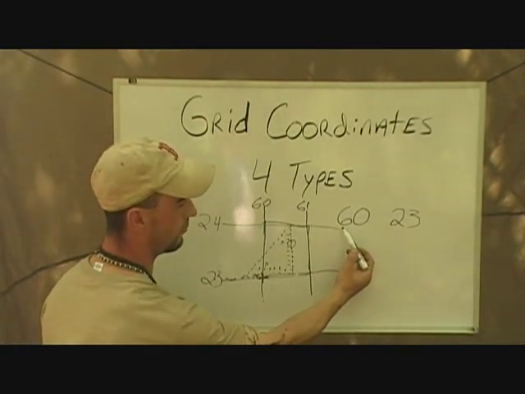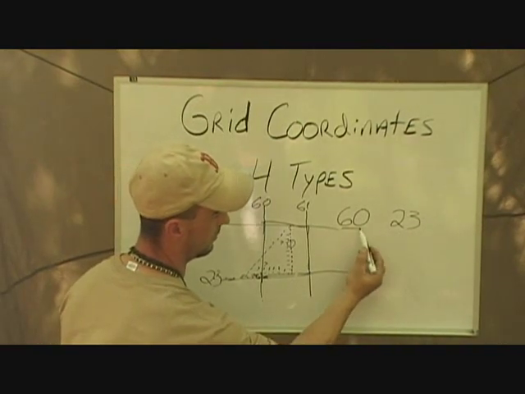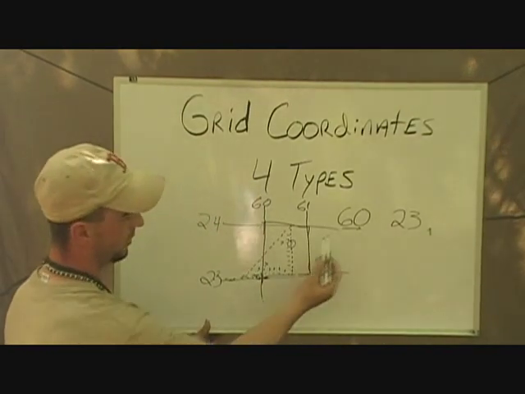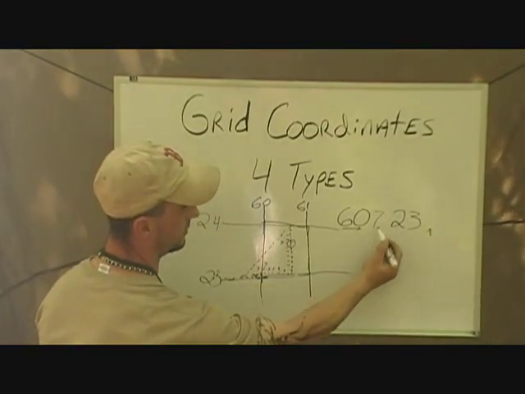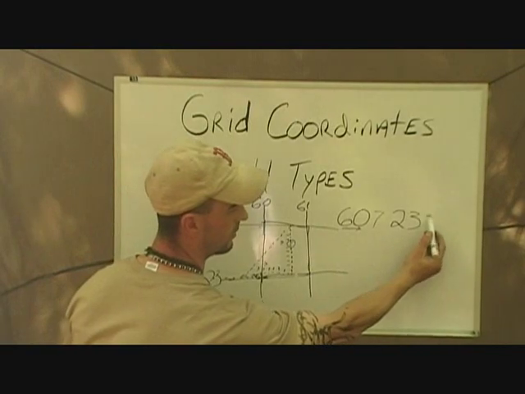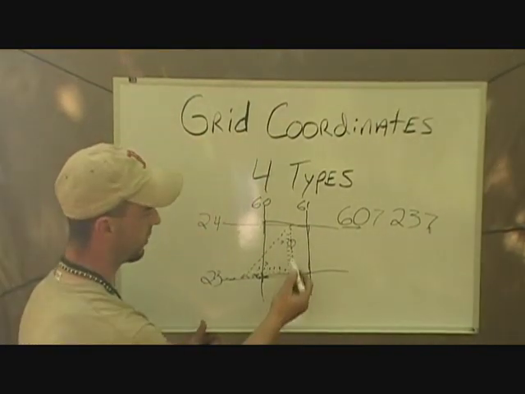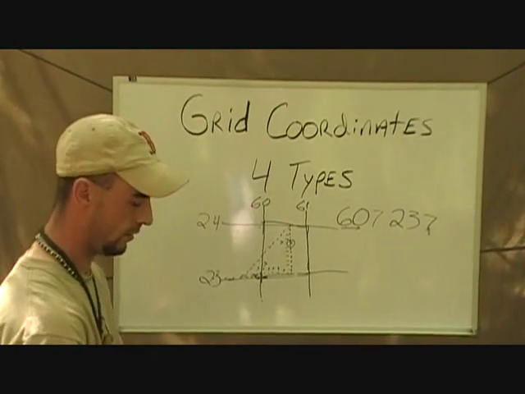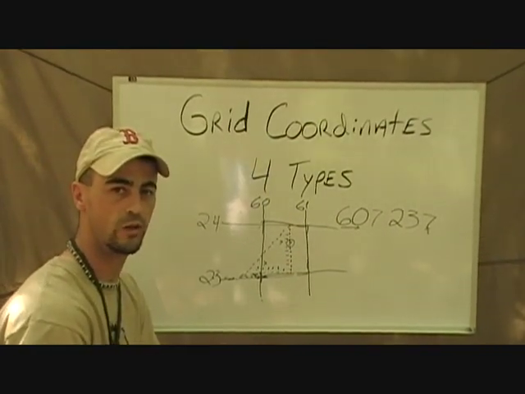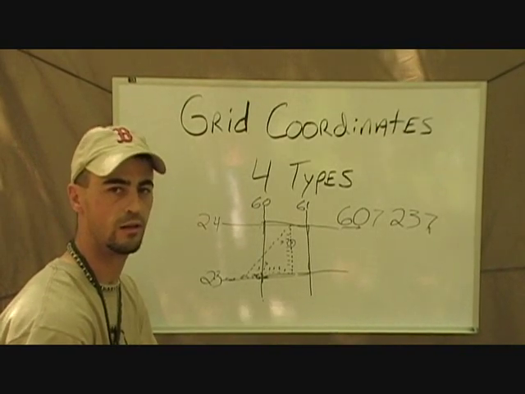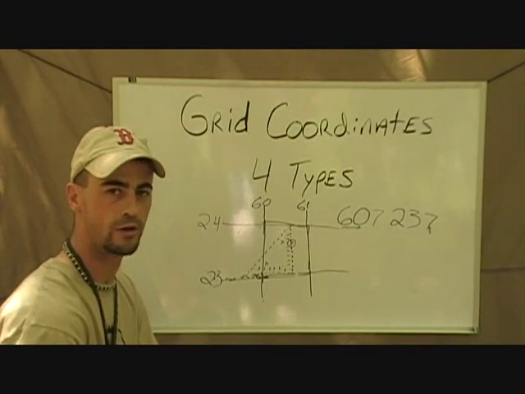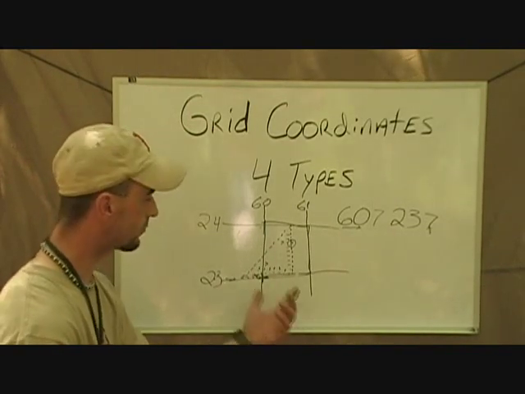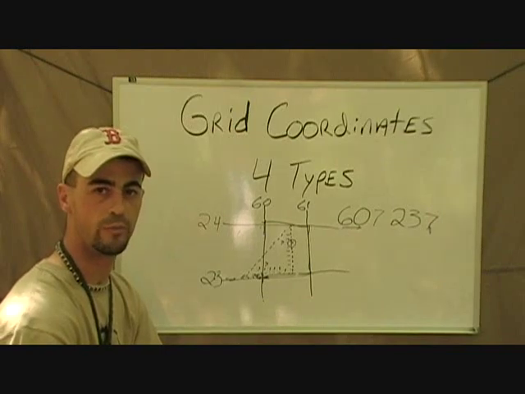So we went right and then up. So it would be 6, 0, 7, 2, 3, 7 for our 6-digit grid coordinate, which is right here. And a 6-digit grid coordinate will get you within 100 meters of that location. Little more accurate, obviously, than the 4-digit grid, which puts you in the grid square. But it'll get you within 100 meters.